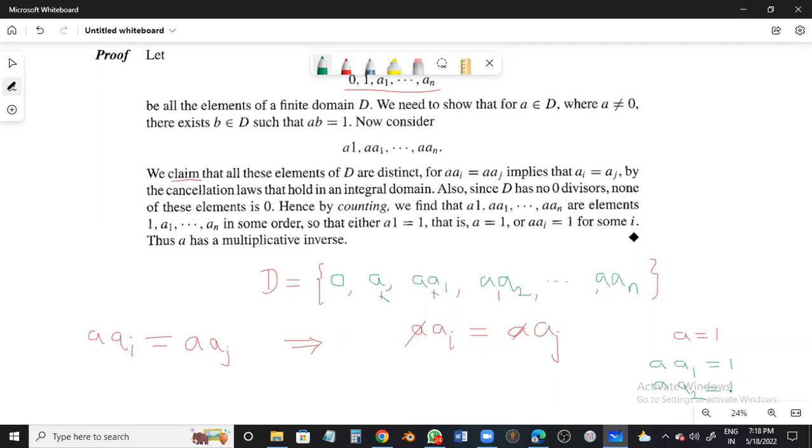Why? Because you need to get back your set. Your set contained 0, a, a1, a2, up to an, so you have to get back your set. And when will you get back your set? When the product happens to be 1 somewhere. So every non-zero element must be invertible here. Have you followed?